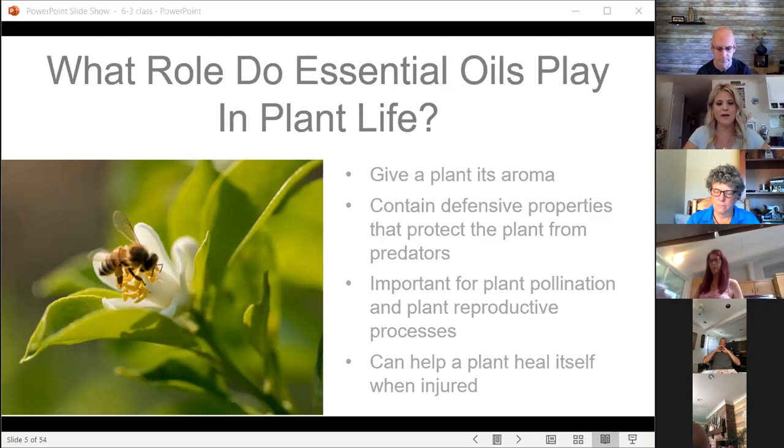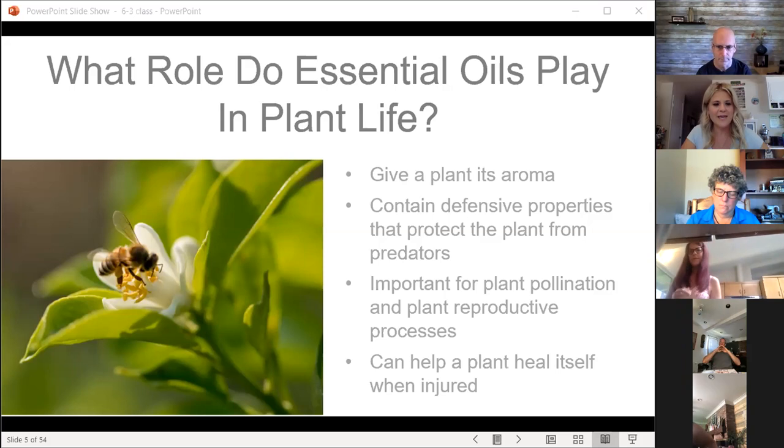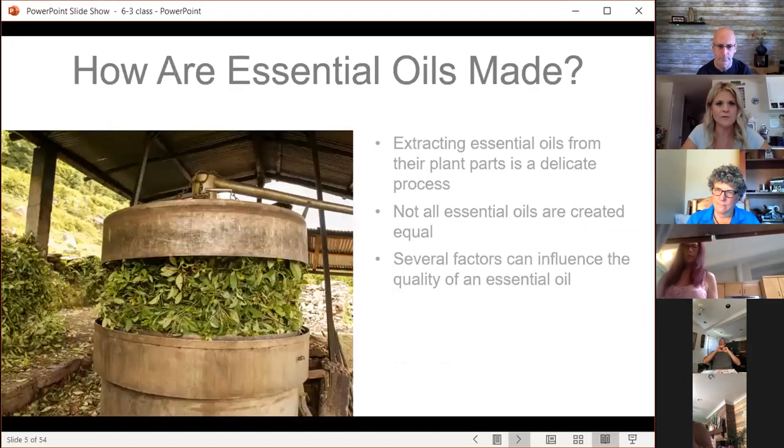So now that we know essential oils come from plants and where in the plant they come from, how do we get the essential oil from that plant into our bottle? We're going to go through some ways essential oils are made. You're going to see here, this is just a big pot where we've gathered some plant material.